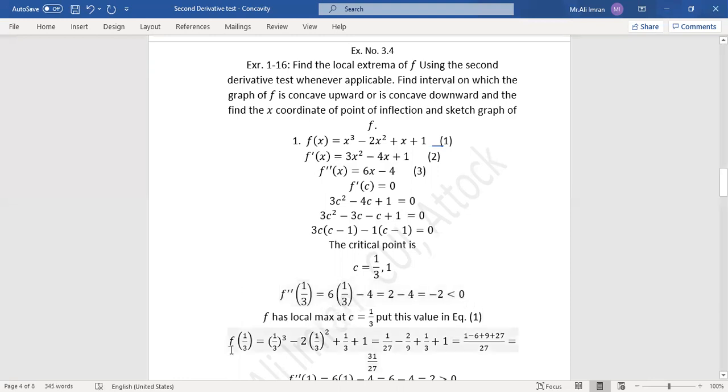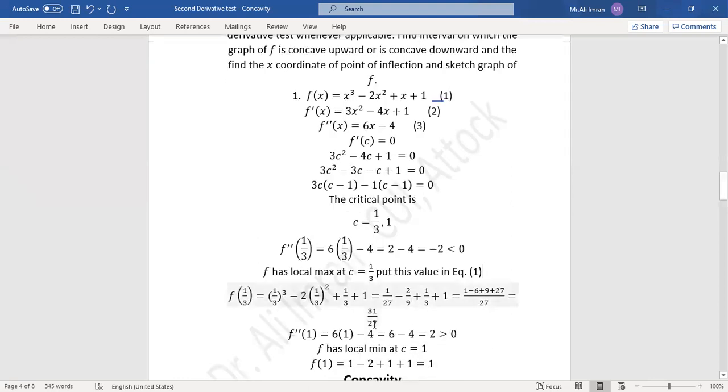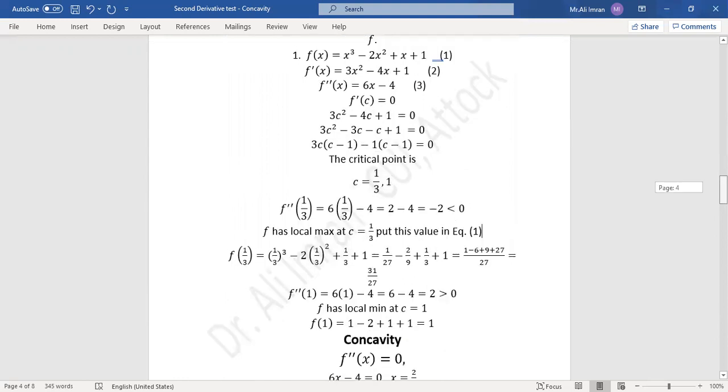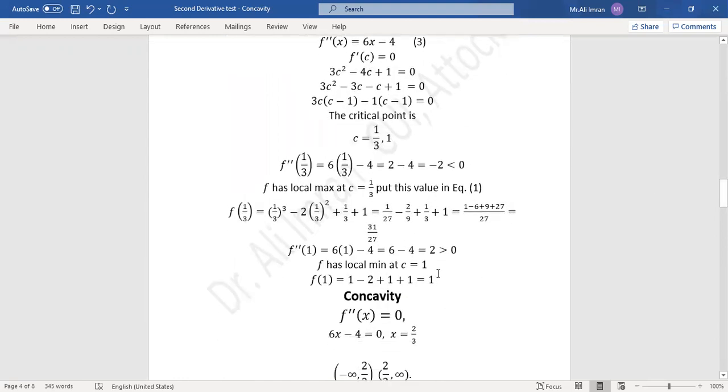If you put x is equal to 1 by 3, all the calculation are given here. If we simplify this, we will get the value of the local maximum is equal to 31 divided by 27. Now, we will check second critical point, which is c is equal to 1. We will put c is equal to 1 in equation number 3 to determine whether the function has a local max or local minimum at this point.